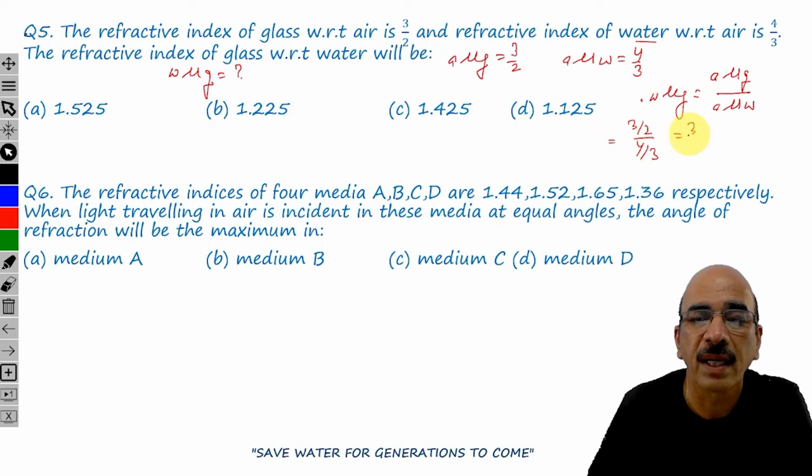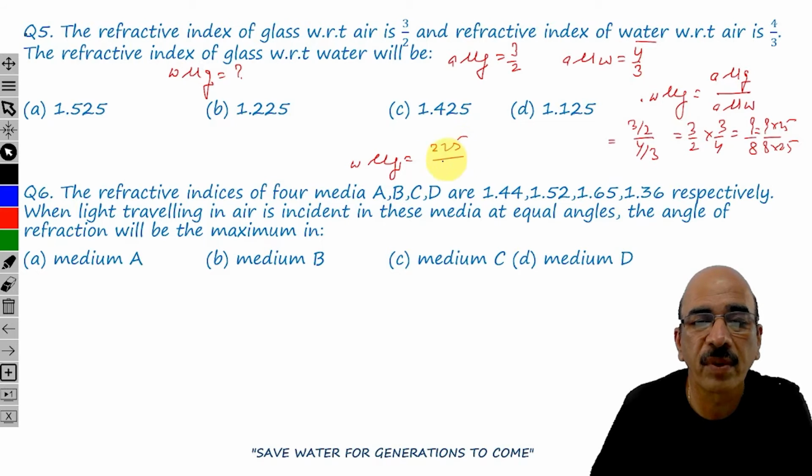3, and it will be 3 by 2 into 3 by 4, and it will be 9 upon 8. 9 upon 8, and if you try to solve it, 9 upon 8 को solve करने तो कितना होगा? 9 into 25, and here it is 8 into 25. So what do we get here? So 225 upon how much? 200. Okay, it is 200.